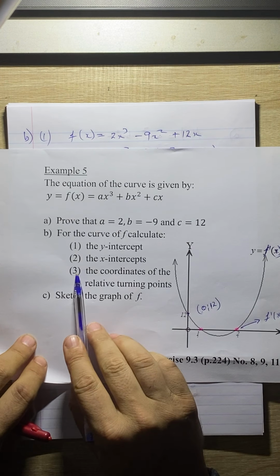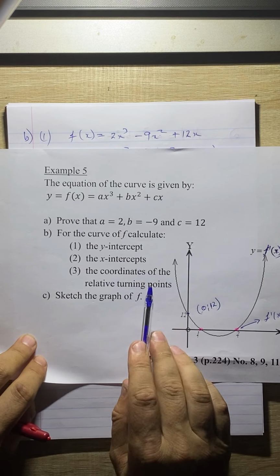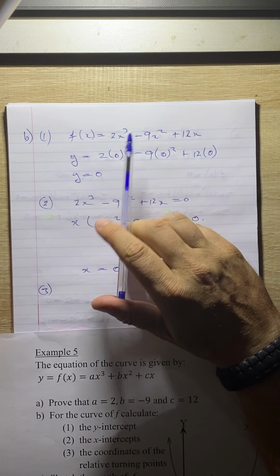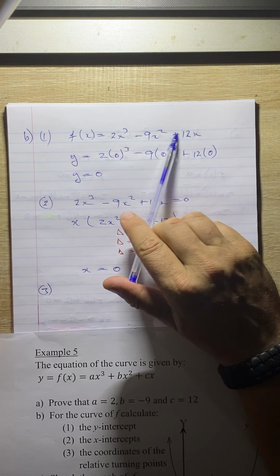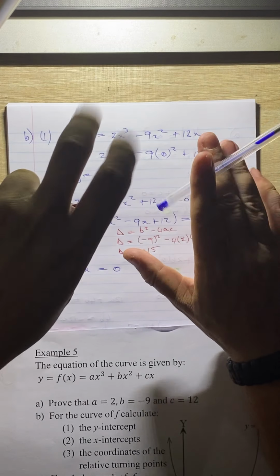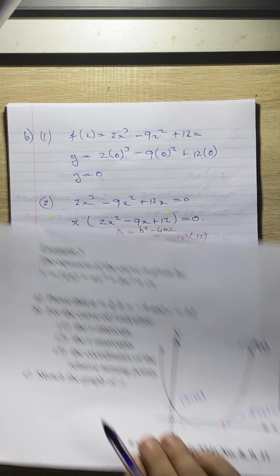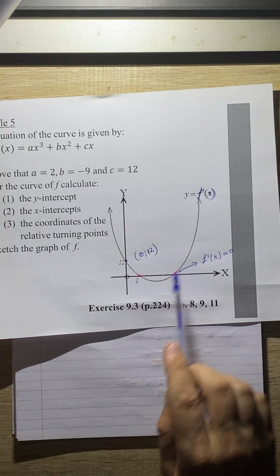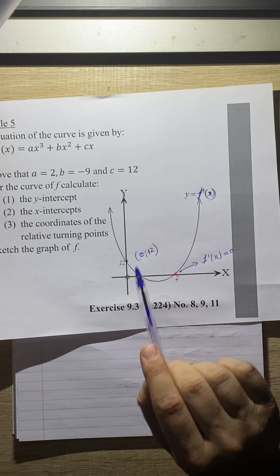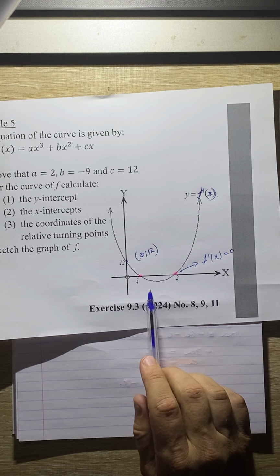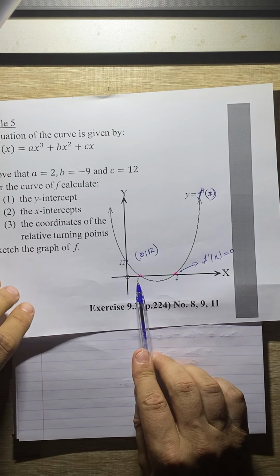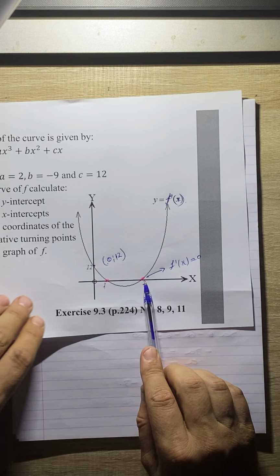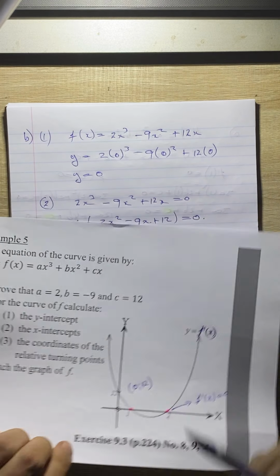Right, then question 3, the coordinates of the relative turning points. Now, to find turning points, we normally just differentiate this and set it equal to 0. But I'm going to cheat, in inverted commas. I already know the x values for my turning points. They're going to be 1 and 2 because I have the first derivative graph. So all I'm going to do is find the y values for them. I'm going to take that x value of my turning point and put it into this to find the y value.